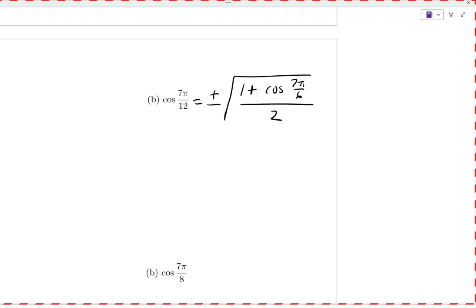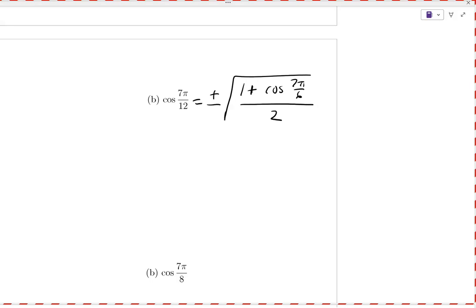But again, it cannot be equal to both of them, right? It can't be the positive and the negative. It can only equal one of them, right? We have to make a choice. Is it positive or is it negative?